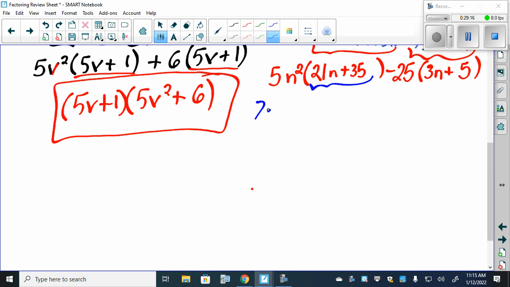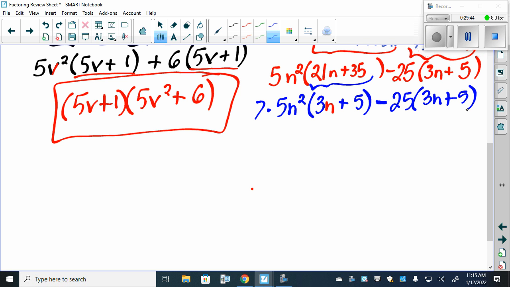So what we would need to do is factor out a 7 with it. So we have 7 times 5n squared. Well, 21 divided by 7 would be 3n plus 5. Okay, minus 25 times 3n plus 5. So really that just told us we had another factor to pull out.